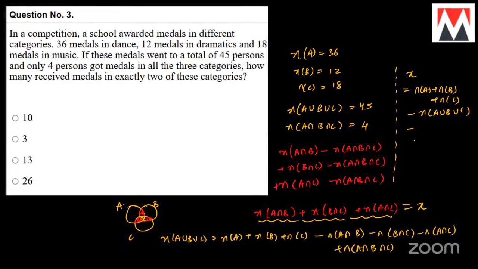So what will you have here? You'll have 36 plus 12 plus 18 plus 4 minus 45. So what will you get here? Your x is 25. He is asking x minus 3 times the intersection of this one. So he is asking this part, y. So y is equal to 25 minus 3 into 4. So it is 25 minus 12, you'll get 13. So your answer is 13.